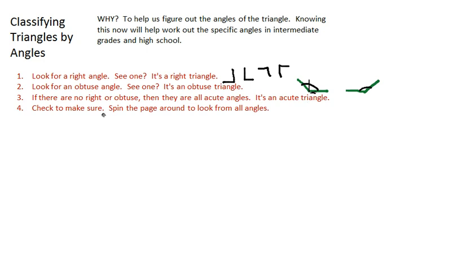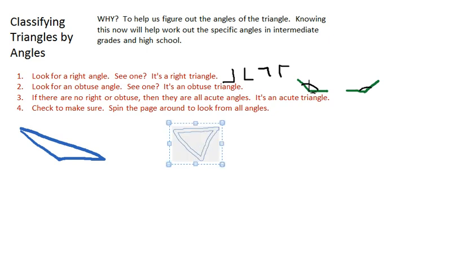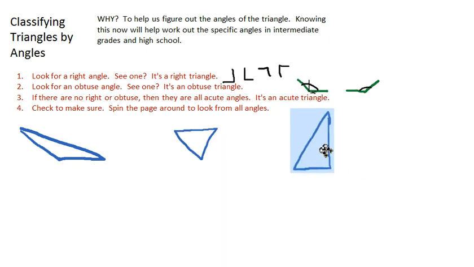Step 4 I put in there, you want to check to make sure, because sometimes an angle, when you first look at it, might look to be, for example, an acute angle, but if you spin that page around, or twist your head around, you might realize it's actually a right angle. Or it might look like a right angle, and if you spin it around, it might really turn out to be an acute angle. So always check and twist your head and spin the page just to make sure.